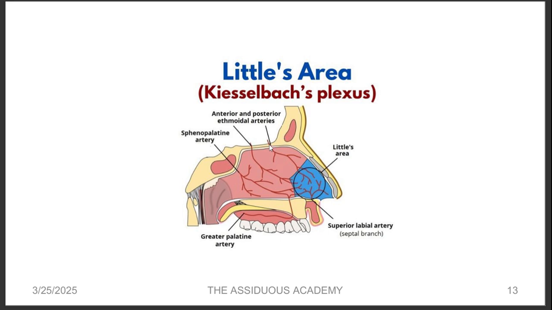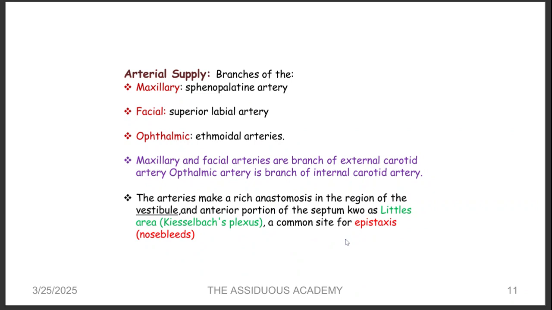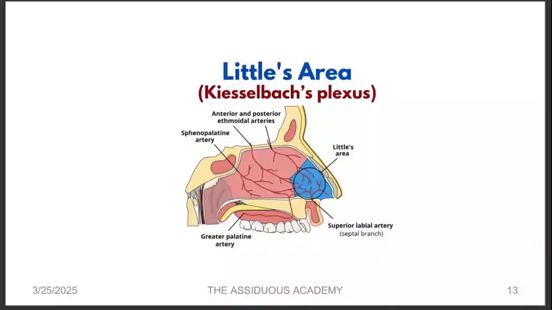So you need to know these five branches. And then they are supplying this area. They are all meeting on this area, and we call it Little's area, also known as the Kiesselbach plexus. Now, this area is very important because it's prone to bleeds. Like when you are in the sun, it is prone to bleed. Or if you are hit there, you'll be bleeding. And that bleeding through the nose is known as epistaxis. Okay, so that is very important for you to understand.